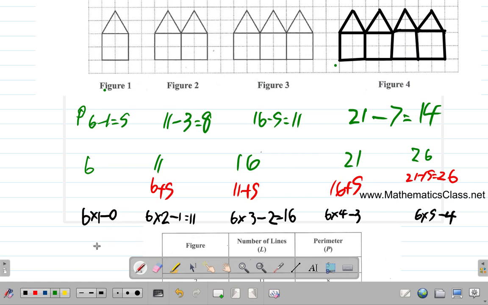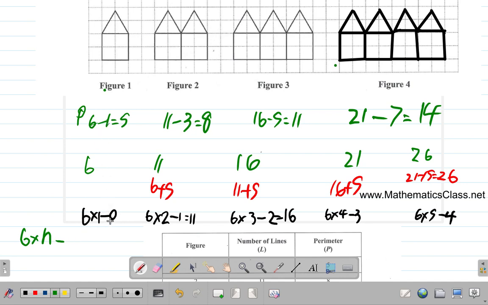So it looks like, what happened here is that you say 6 times the pattern. So figure 1 is 6 times 1. Figure 2 is 6 times 2. Figure 3 is 6 times 3. Figure 4 is 6 times 4. Figure 5 is 6 times 5. So figure n is 6 times n. You see? And then you minus something now.